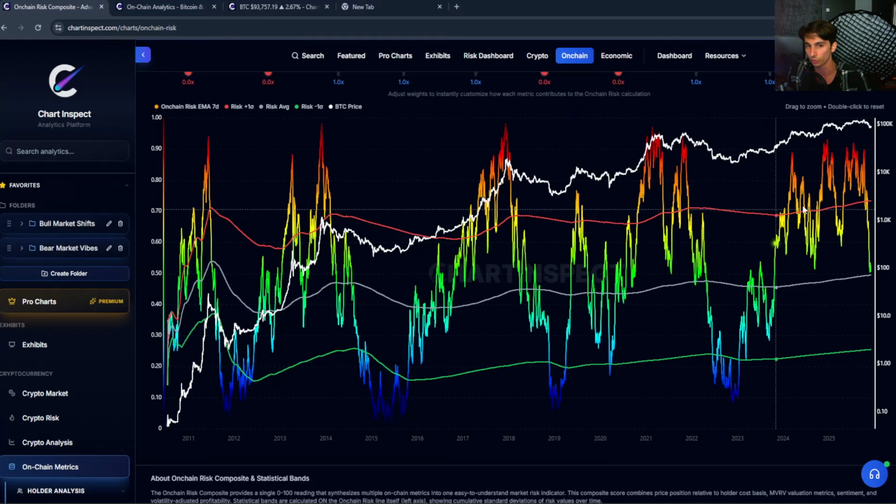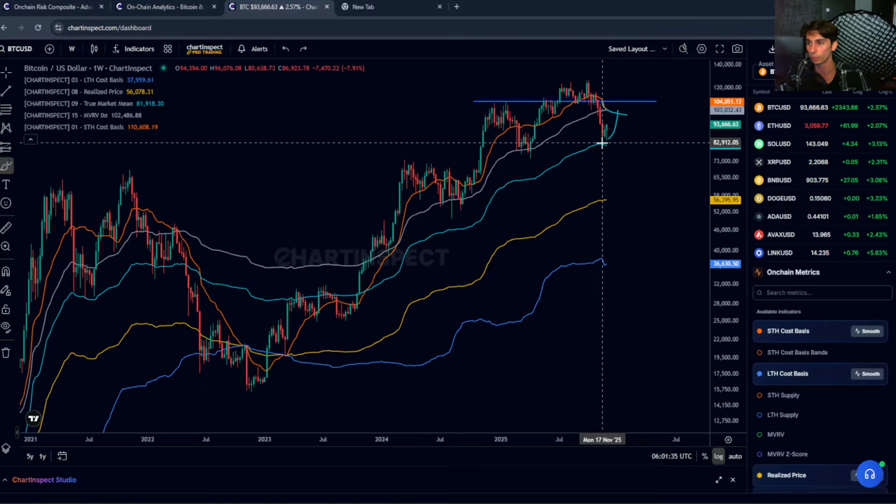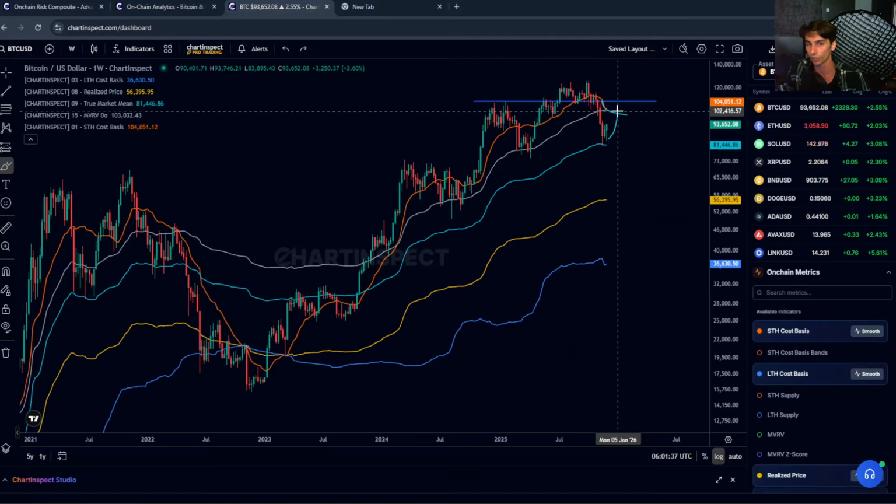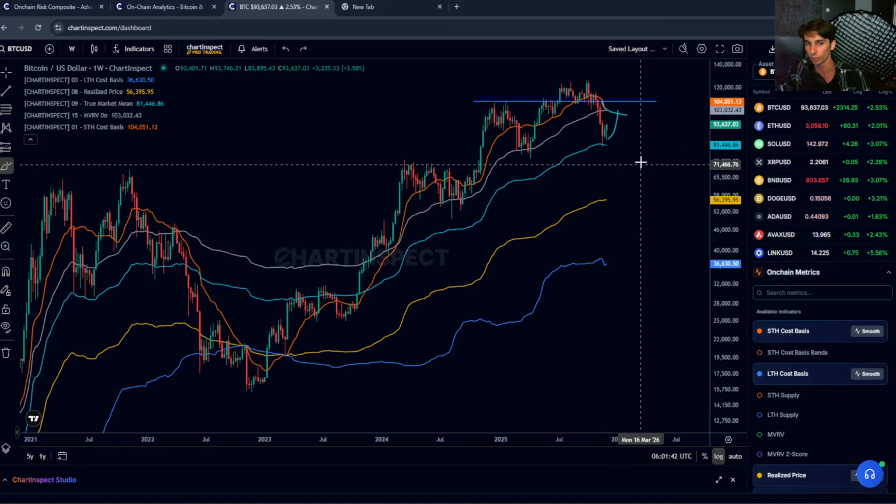Does the on-chain risk metric start dropping again? If we get a clear rejection from those levels, especially if we can't touch above 110, 115K, that would confirm the lower high scenario in my mind. So the pattern would essentially be: bounce from 80K, rally to 100K, then get rejected, and then start making our way a little bit lower. That would be the bull trap scenario.